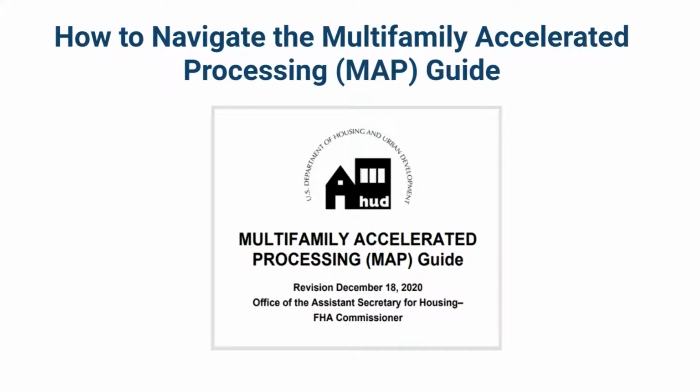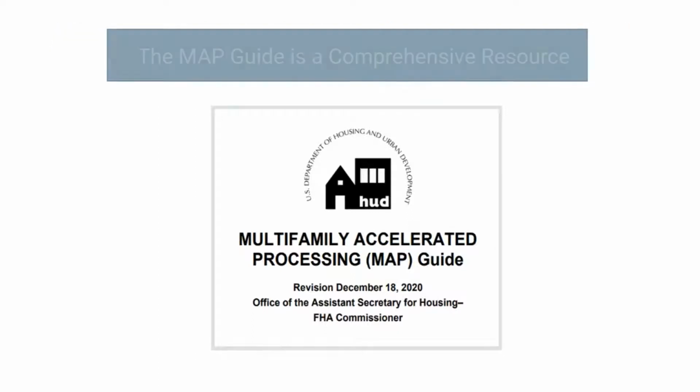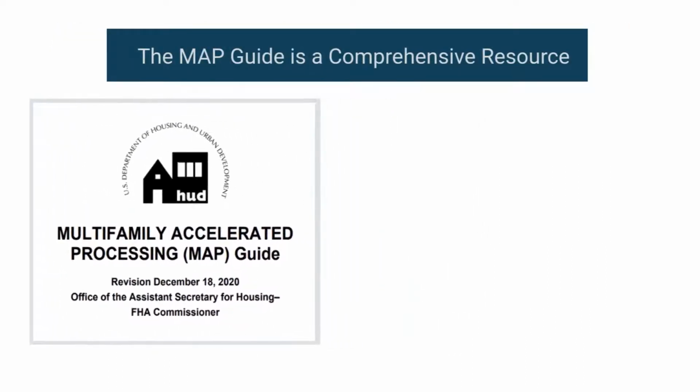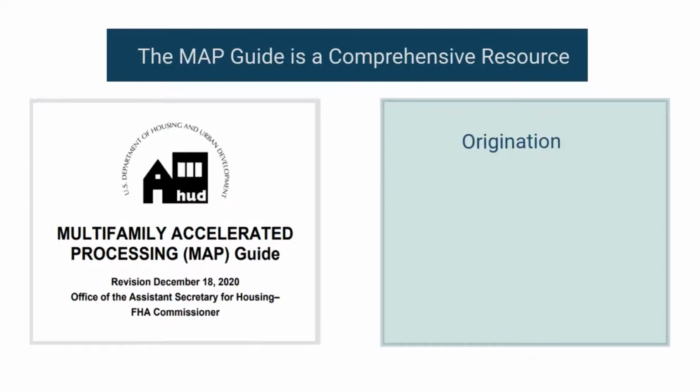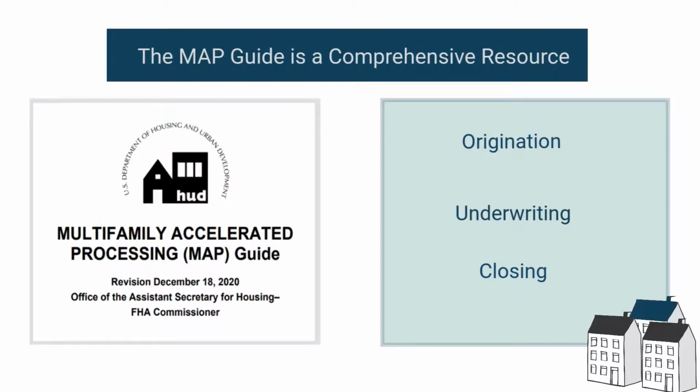Hello! This video tutorial will demonstrate how to navigate HUD's Multifamily Accelerated Processing Guide, commonly known as the Map Guide. The Map Guide is a comprehensive resource which outlines the instructions and requirements for the origination, underwriting, and closing of HUD FHA-insured mortgages for multifamily properties.